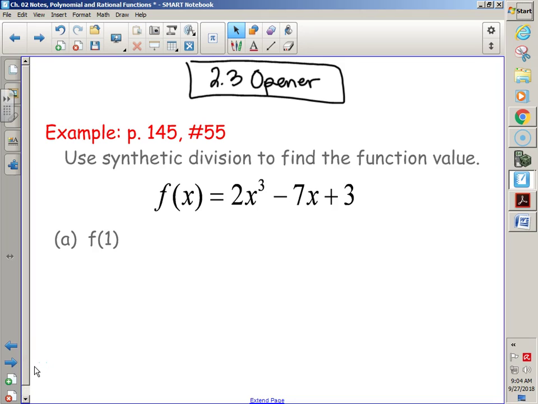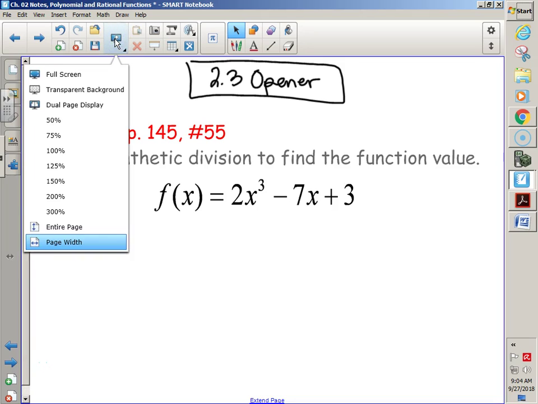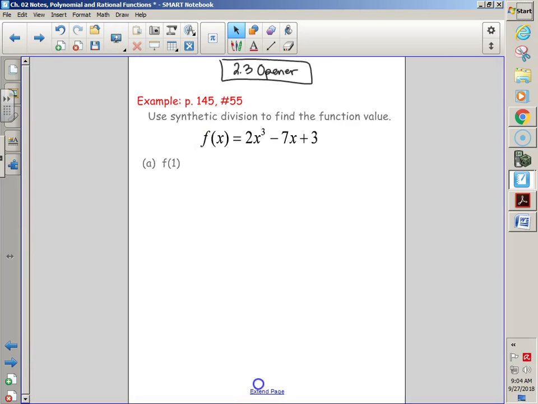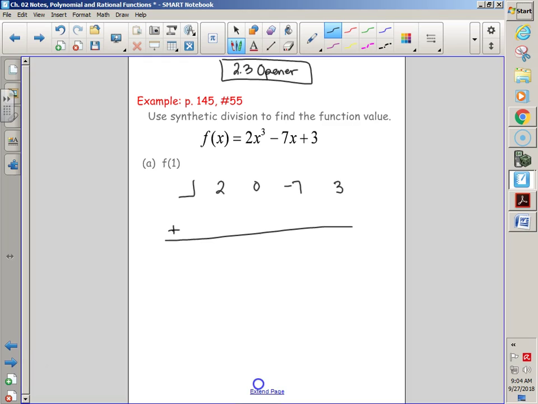As soon as you saw in homework, I think it was the last section or second to last section, when it said use synthetic division, hopefully right away you were like, well, I know I'm doing a box, and I do the zero. What's the only possible number that could go in the box?